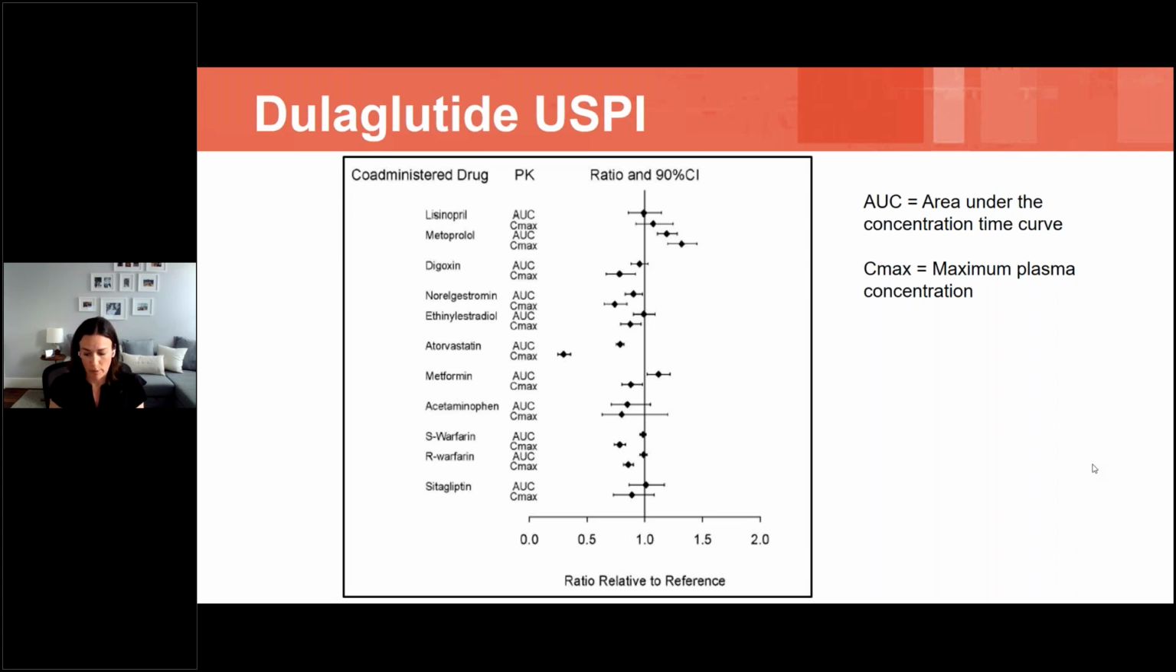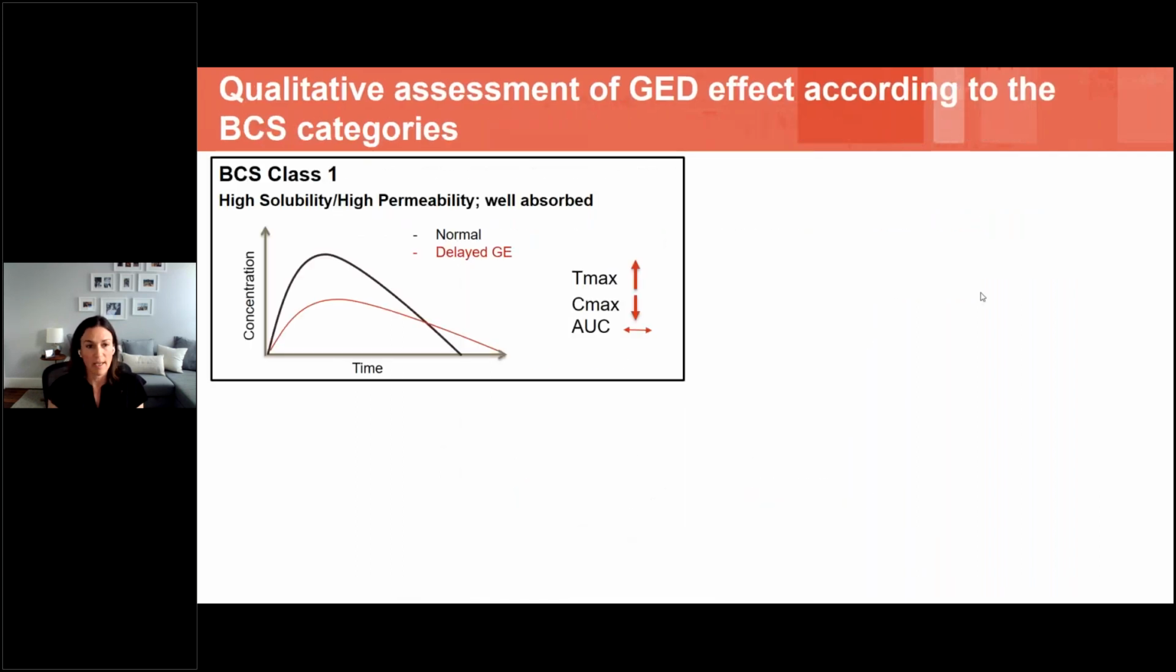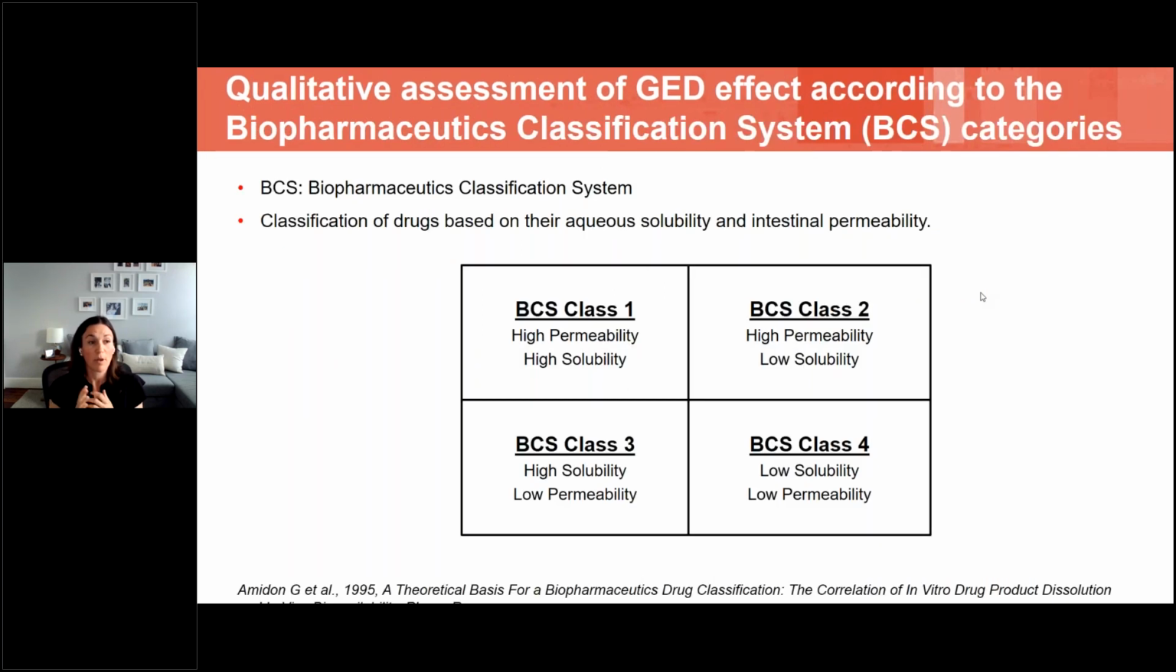So our first approach was to look at this in a qualitative way. The approach we took here was to analyze and divide these drugs based on the categories from the Biopharmaceutics Classification System. And the BCS is a framework established by Gordon Amidon and collaborators at the University of Michigan to classify drugs based on their permeability and aqueous solubility. This classification system has 4 categories.